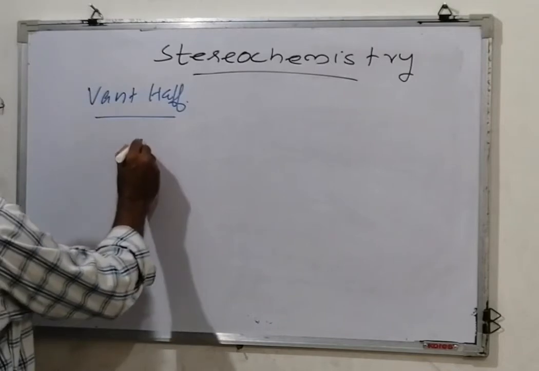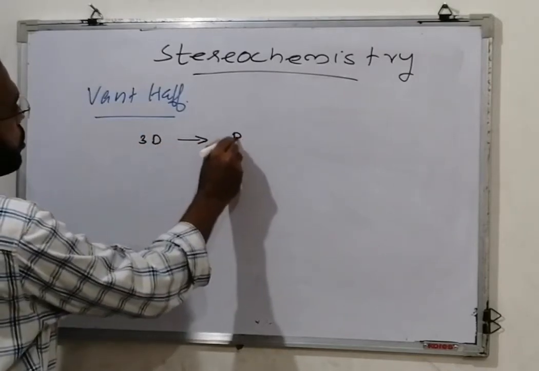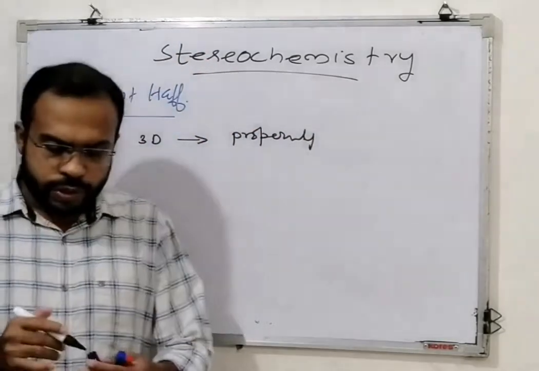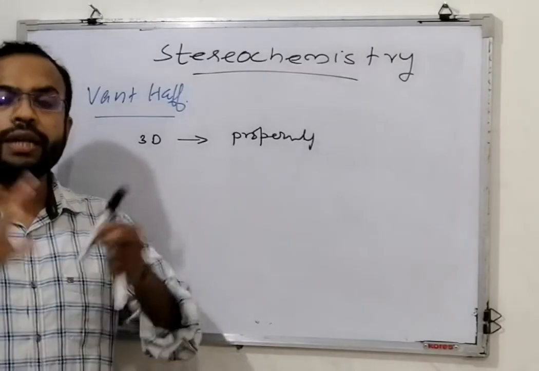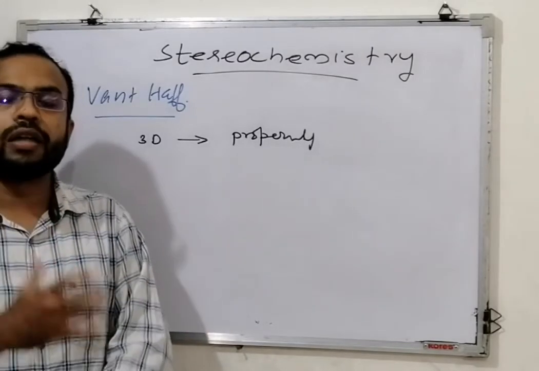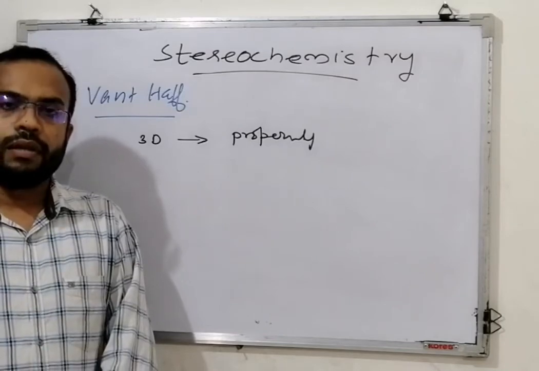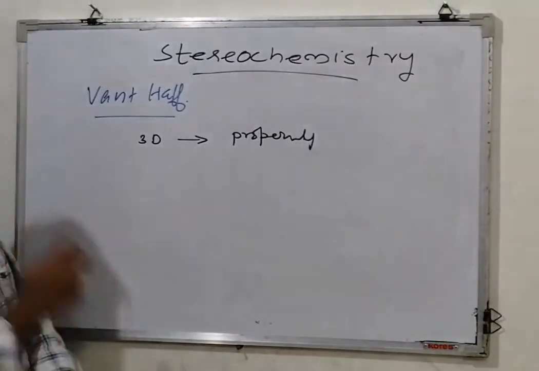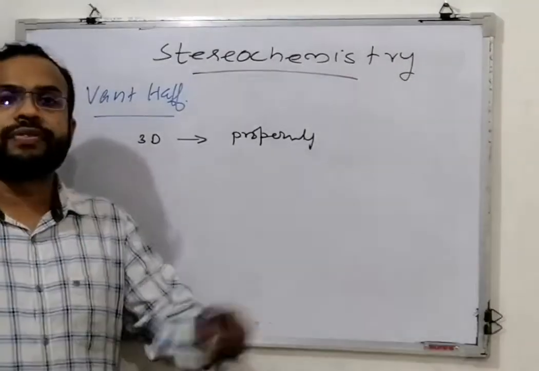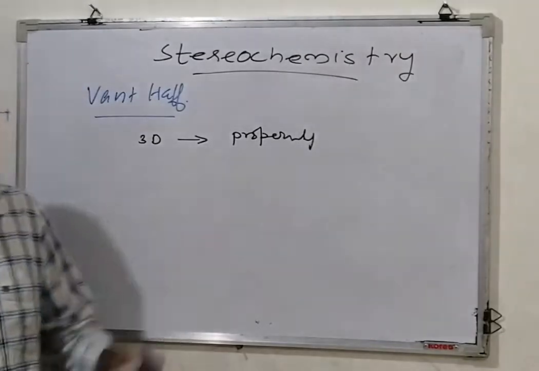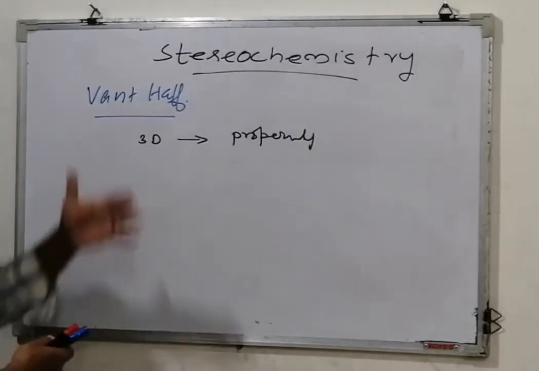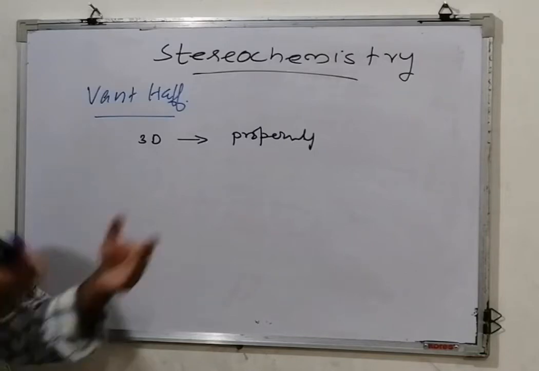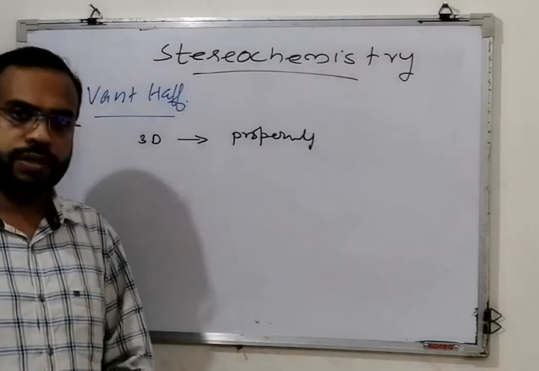Three-dimensional orientation and property have some relation. That was the suggestion of Van't Hoff. When orientation changes, properties of the molecule change. That was a remarkable, surprising comment from Van't Hoff. From that point of time, scientists started to correlate three-dimensional structure and property. That was developed into different subtopics.